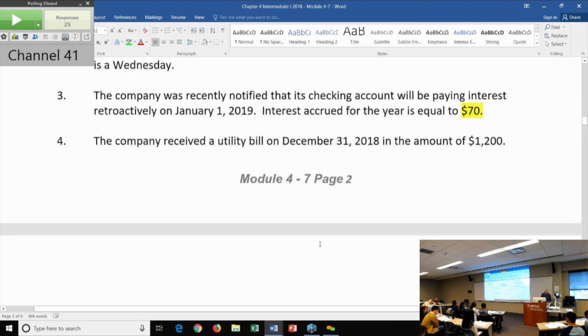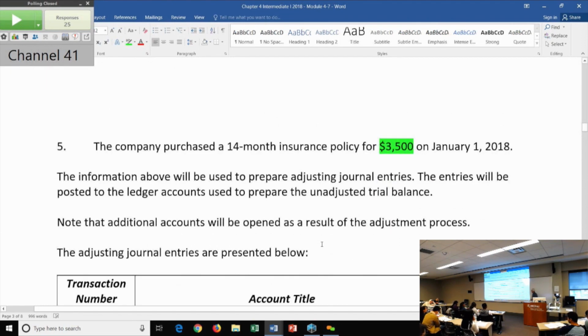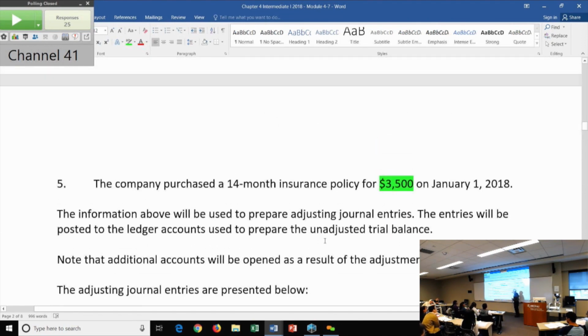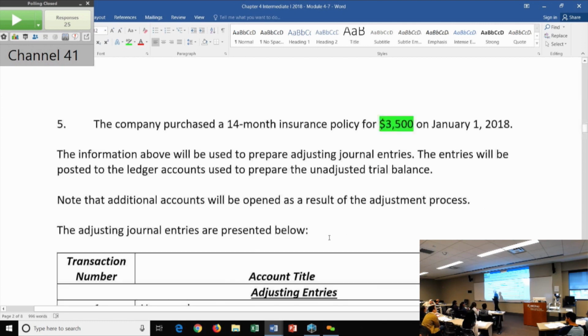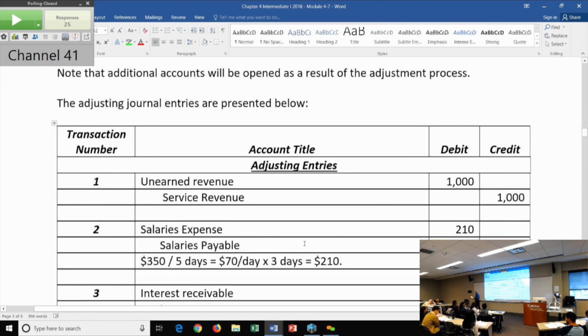So the first one, we gave you the number. So all you need to do here is to debit the unearned revenue and credit the service revenue. Now the reason why you know what that entry should be is because you looked on the unadjusted trial balance and there was the unearned revenue. So you know it was recorded as unearned first. That is a deferred revenue. Next, this is an accrued expense.